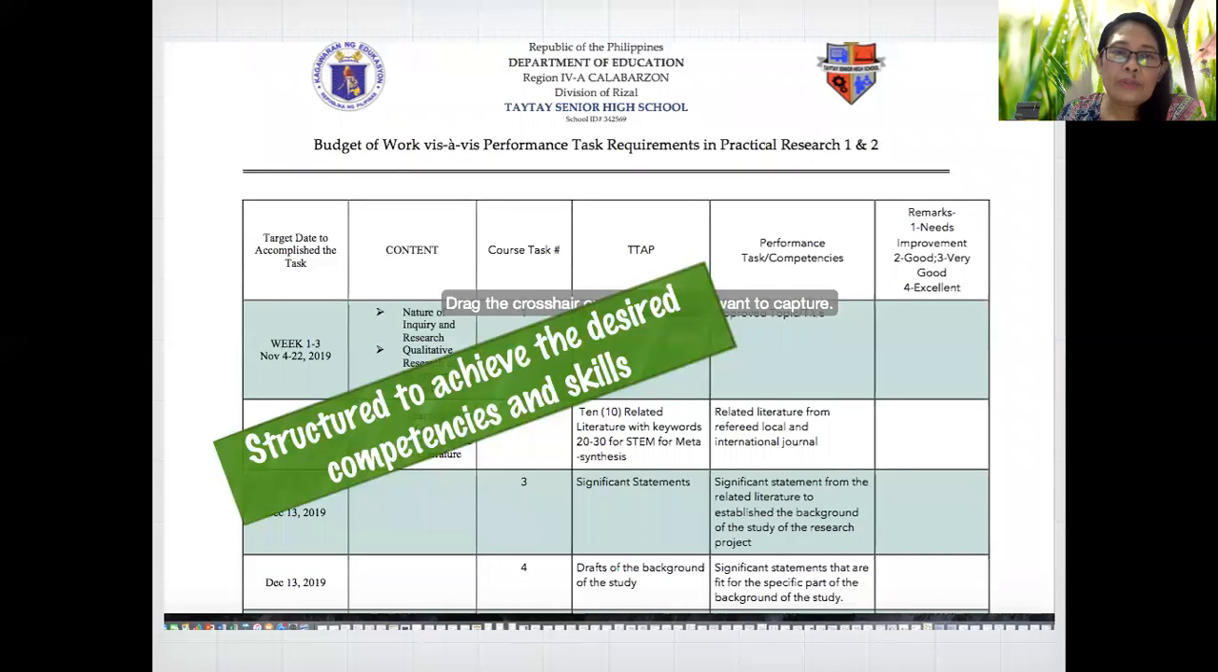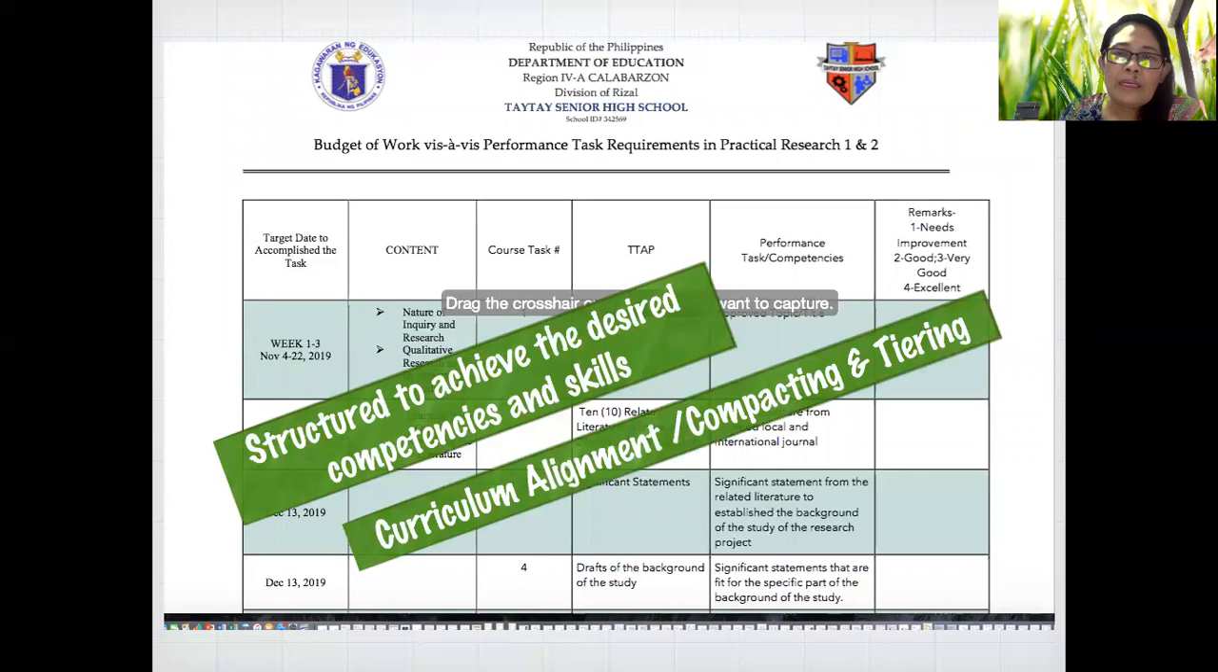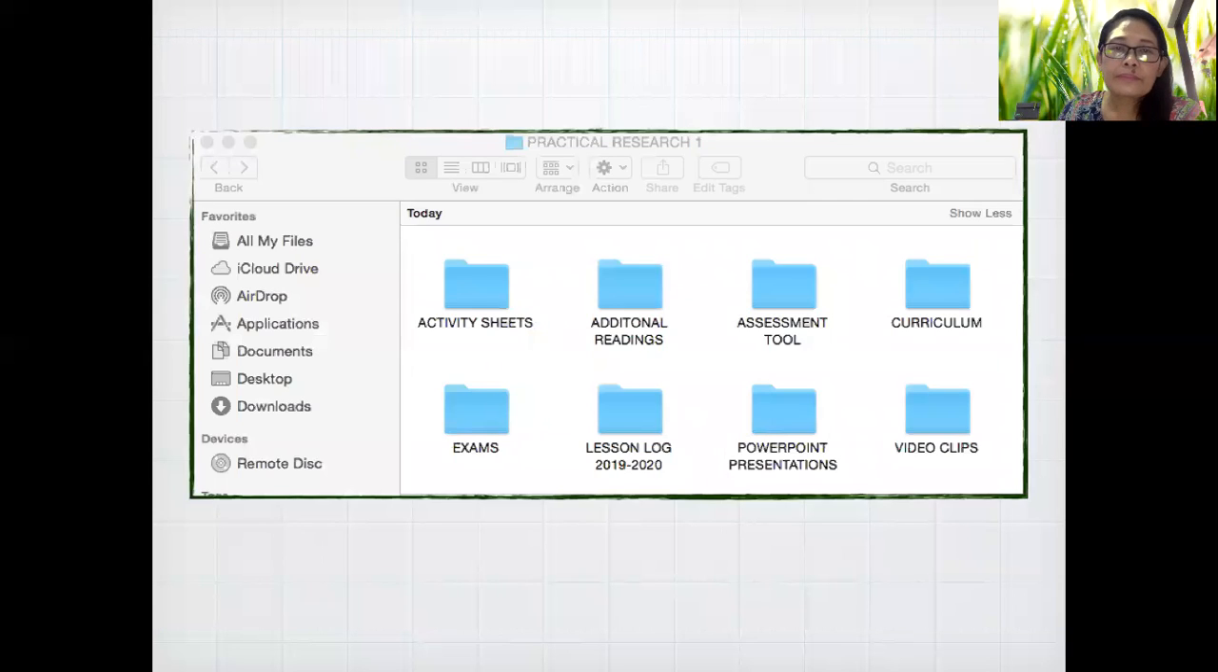Then you design and structure the activities to achieve the desired competencies and skills. And then you need to have curriculum alignment, compacting, and tiering. After that, you need to prepare the activity sheets, additional reading, the curriculum assessment tool, and the exam. Everything should be ready.